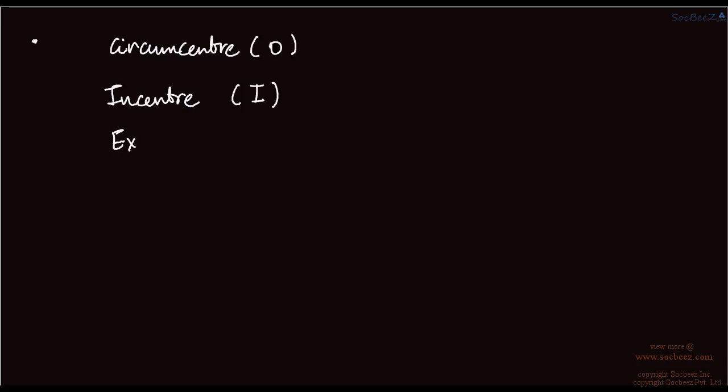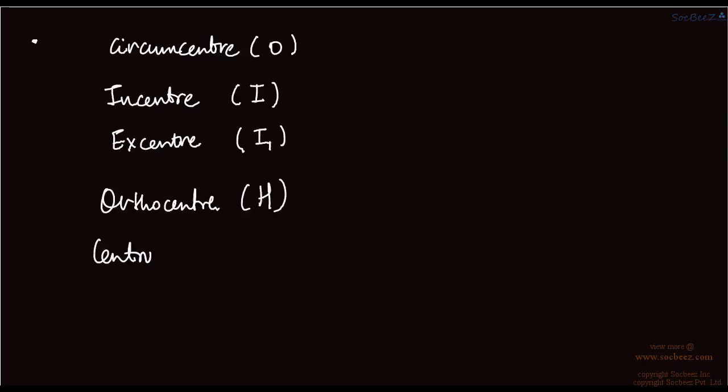Then you have the excenter, let's say I1. Then you have the orthocenter, which can be written as H, and you have the centroid, which can be written as G. Now for the circumcenter, we look at the distance of these special points from any vertex or sides of the triangle.